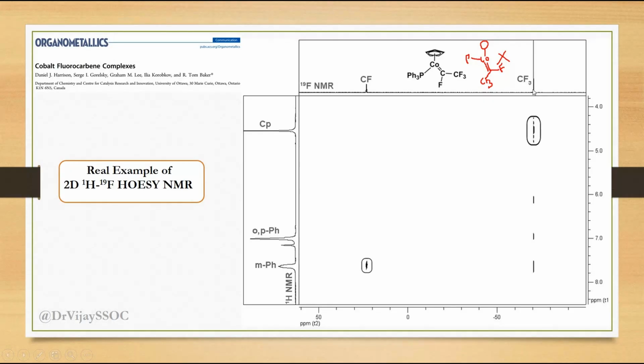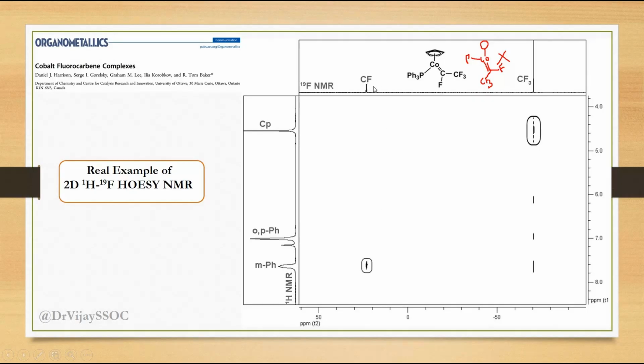So this is the CF3 signal and this is the fluorine from this carbon, and they observed a very strong heteronuclear Overhauser effect between this CF3 fluorine and this cyclopentadienyl proton, due to which they observed the cross peak, and this indicates that the CF3 is in close proximity to the cyclopentadienyl ring. But if you see this fluorine, there is no cross peak arising from these interactions, which indicates that this fluorine is far away from this cyclopentadienyl group.